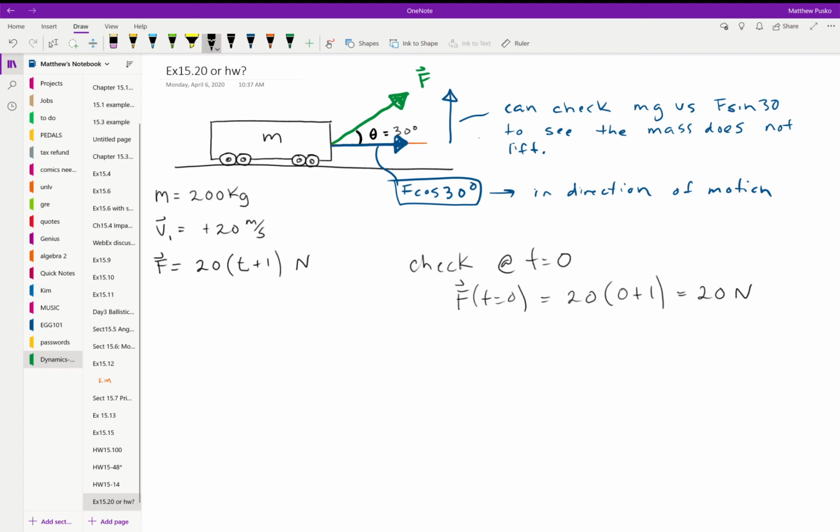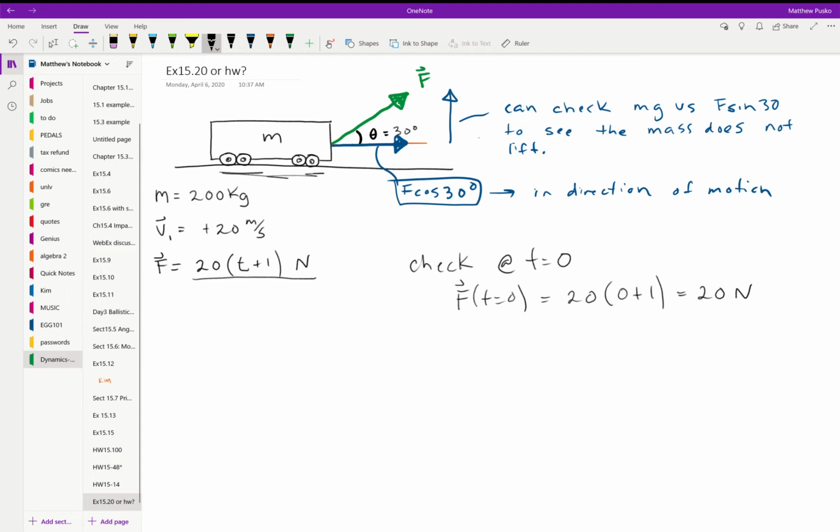Hey y'all, I think this is the 1520 example or homework. Can't recall from my notes. But we have a mass on rollers, so we're assuming it's frictionless under here. And it's got a force that is a function of time, 20 times t plus 1, and it's pulled up at an angle of 30.